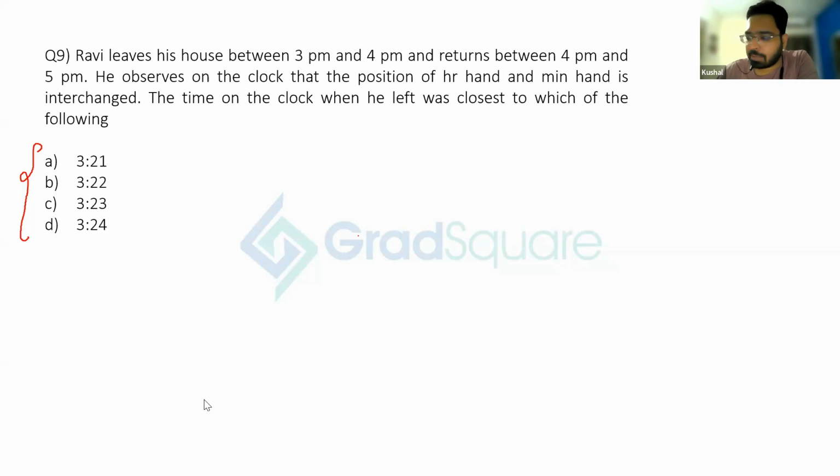None. Okay. Now pay attention. Ravi leaves his house between 3 p.m. and 4 p.m. and returns between 4 p.m. and 5 p.m. Okay. People need a bit more time. So let me give you a minute more. Take your time.